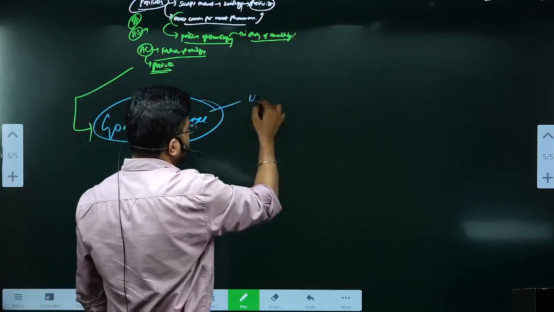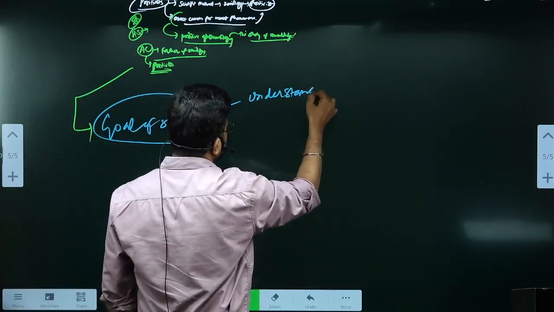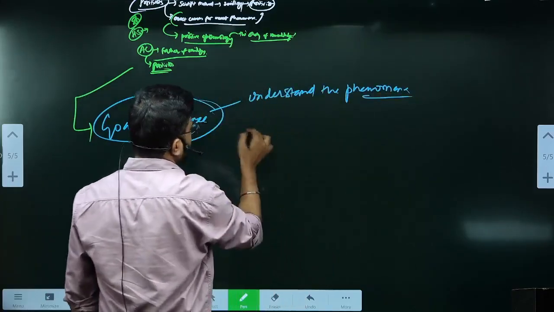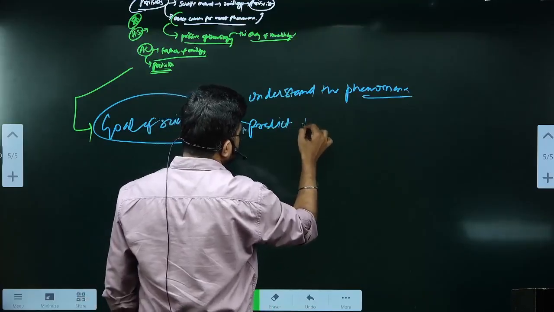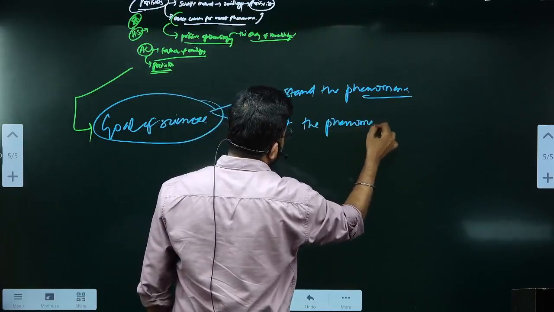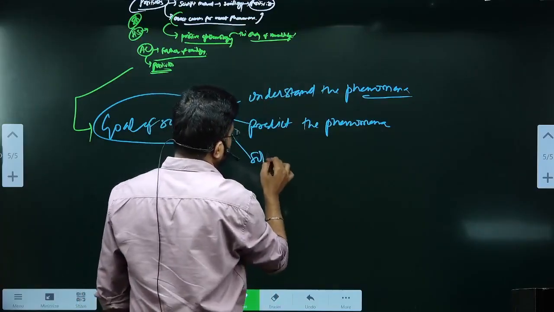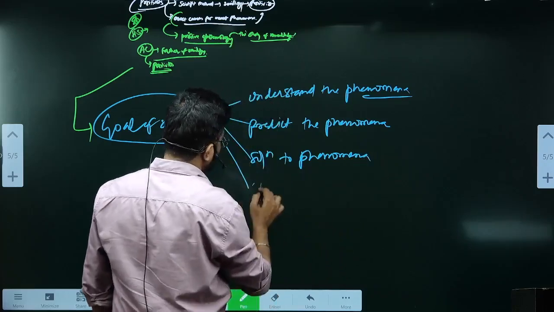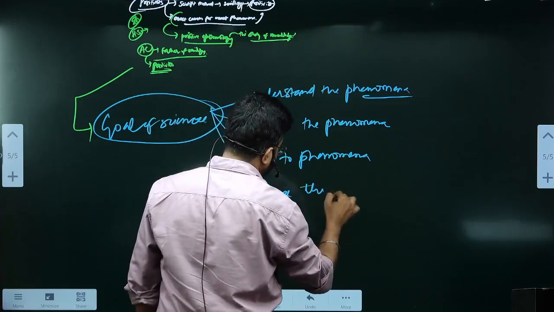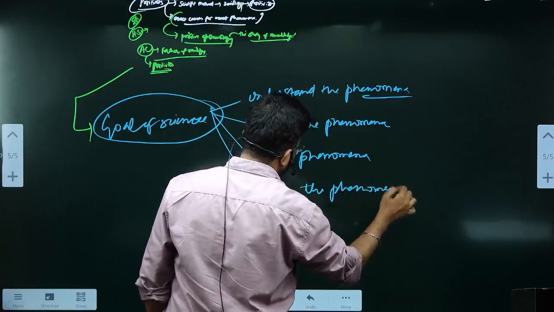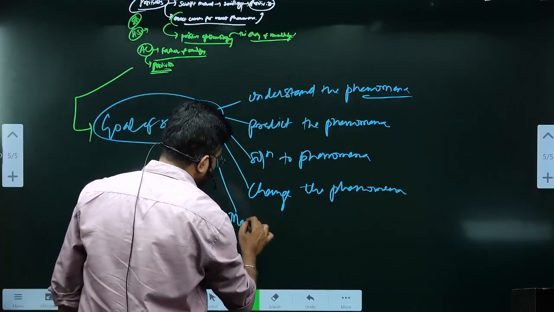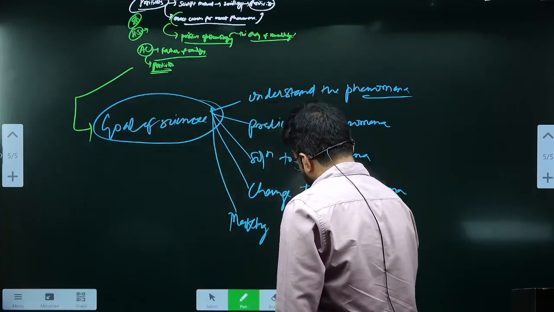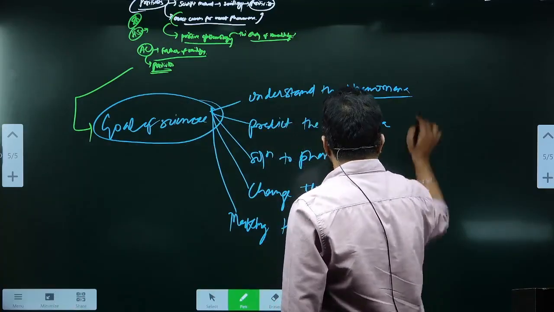To understand the phenomena, to predict the phenomena, find solutions to that phenomena, or change that phenomena, making human life better. यही गोल है साइंस के.